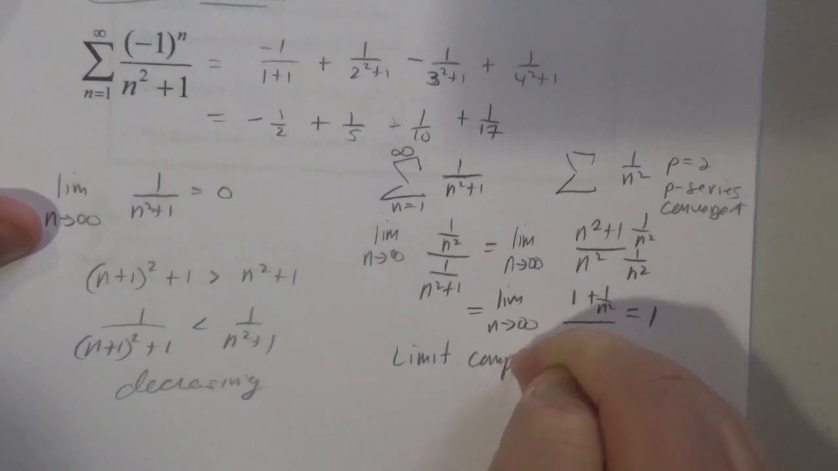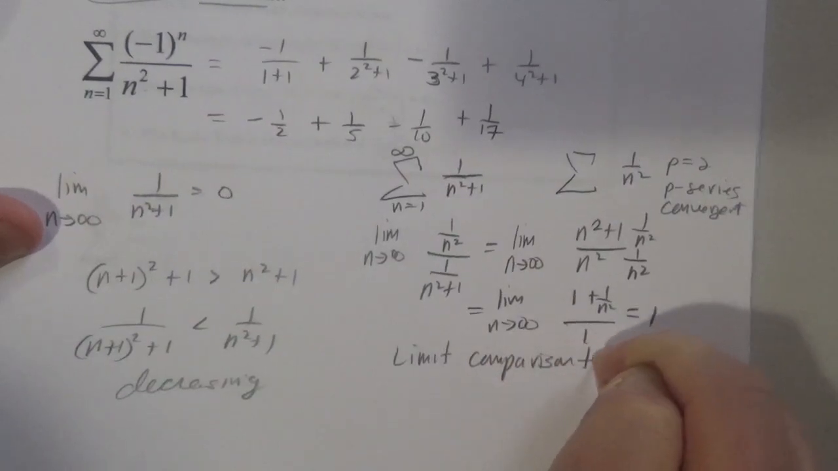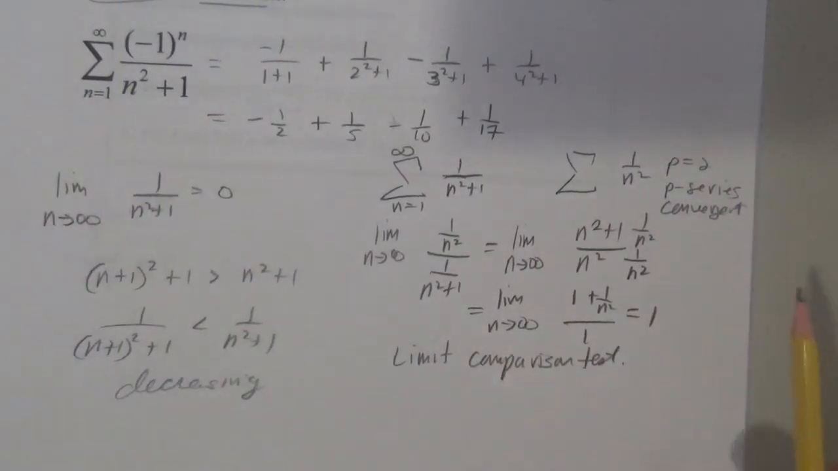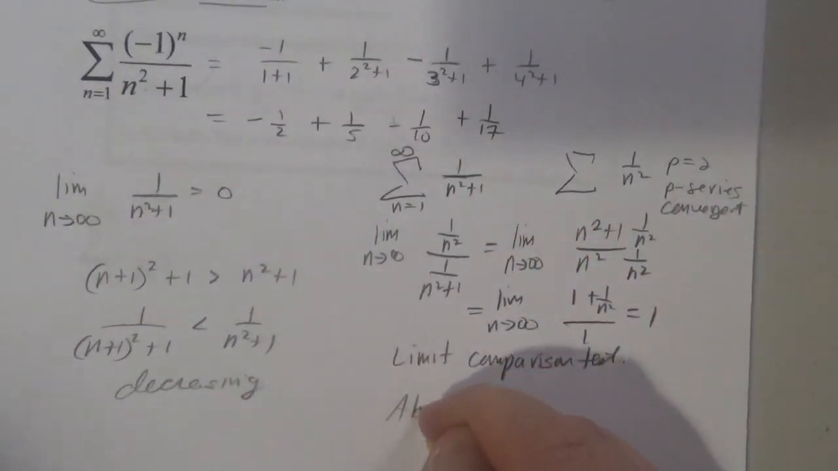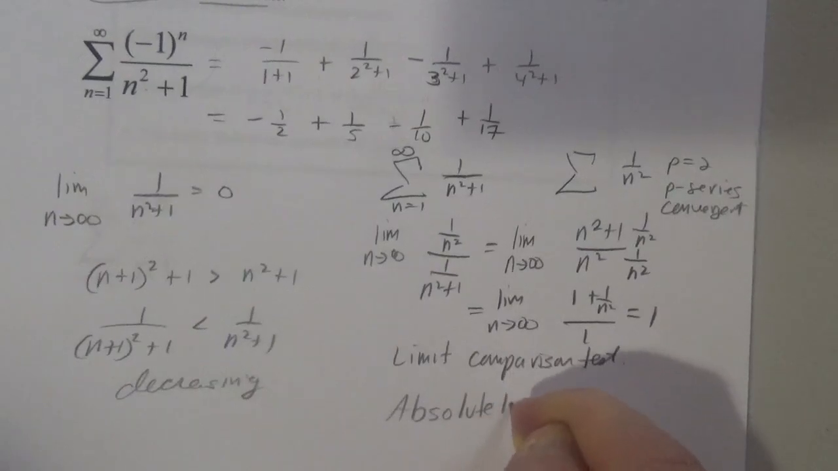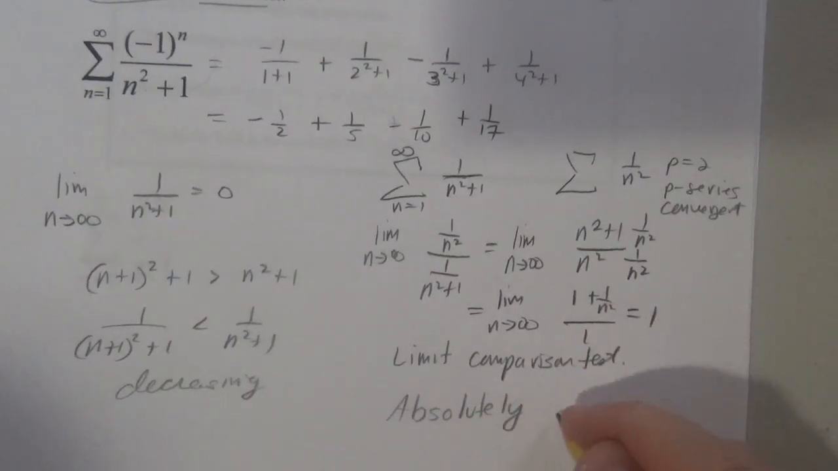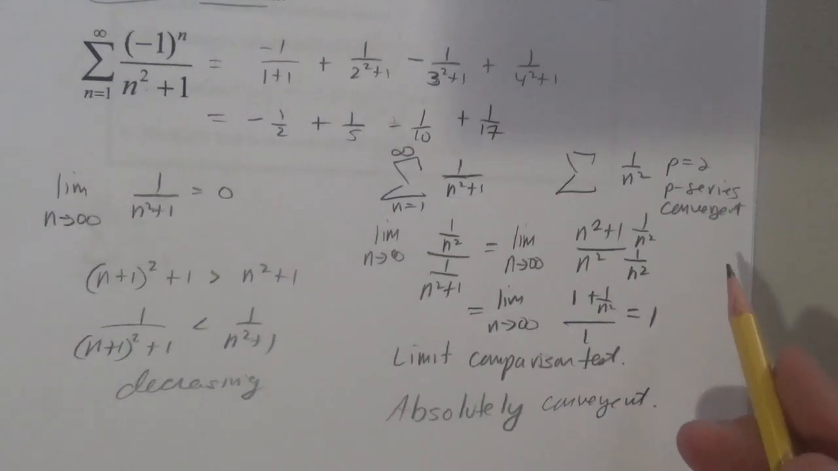Limit comparison test. So therefore, this series here converges absolutely. I don't need the positive or alternating signs to make it converge. So absolutely convergent. So there's lots of things that I'll be looking for here.